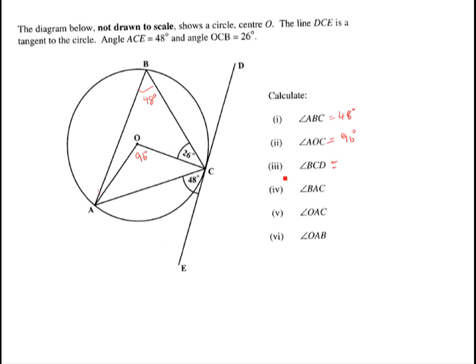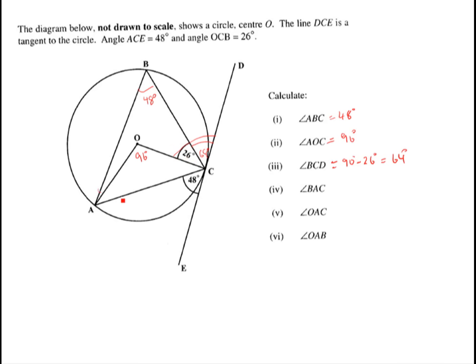And this one, B to C to D. This entire angle is 90 degrees, the angle between a radius and a tangent. You have to state it; we have to give our reasons. So this is going to be 90 degrees minus 26 degrees, and that angle should be 64 degrees. Angle BAC, moving from B to A to C: this angle here is 64, the whole thing is 90, and 64 plus 26 is 90.